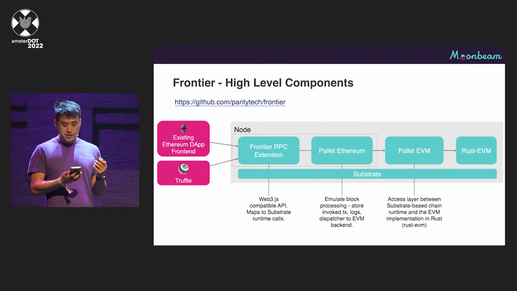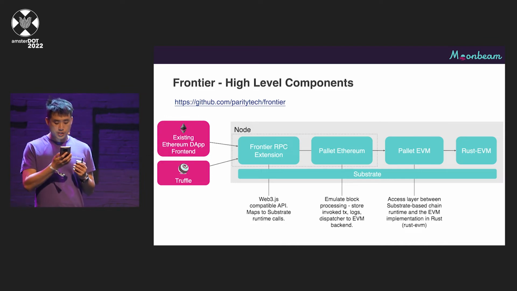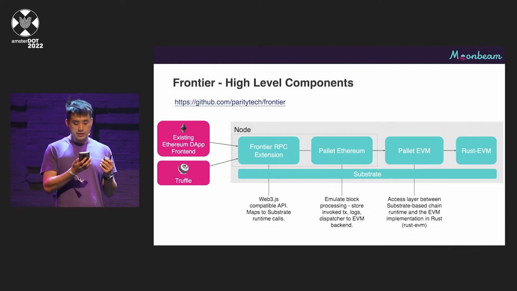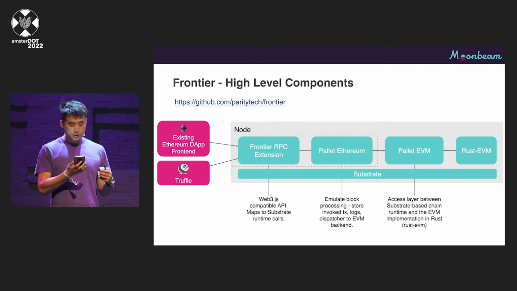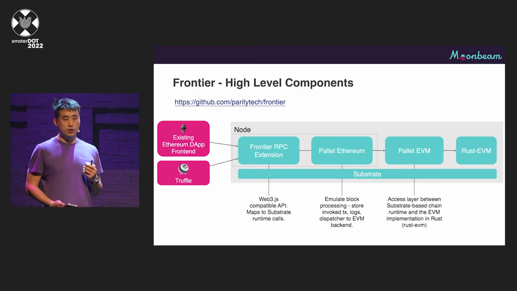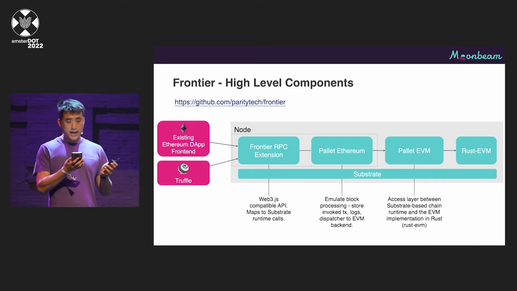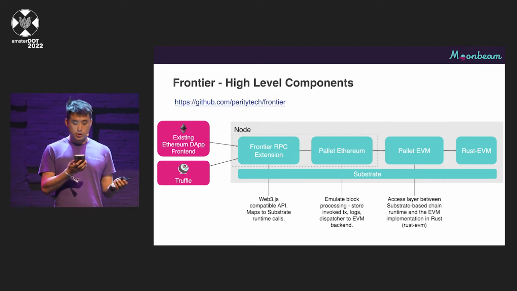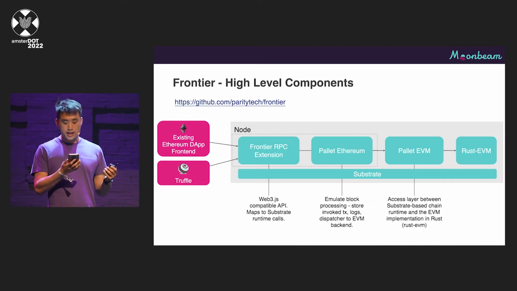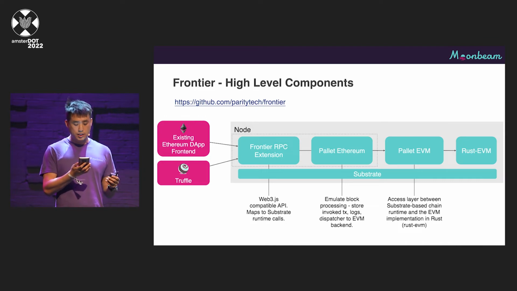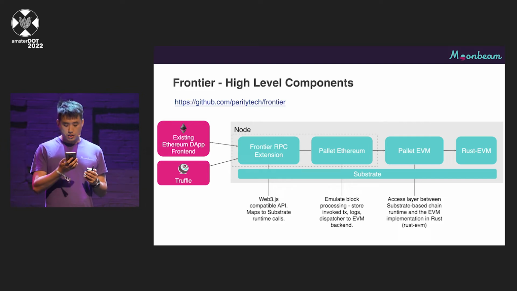So the Frontier RPC extension provides a Web3.js compatible RPC layer. And then pallet Ethereum emulates Ethereum blocks and storage, and it handles Ethereum style logs and events. And then pallet EVM is the access layer between the Substrate chain runtime and the EVM implementation in Rust. And so we will be looking at some of these parts more closely over the next few slides.